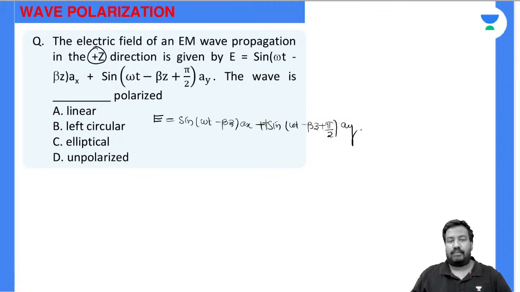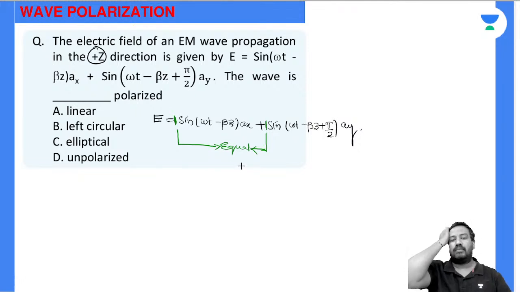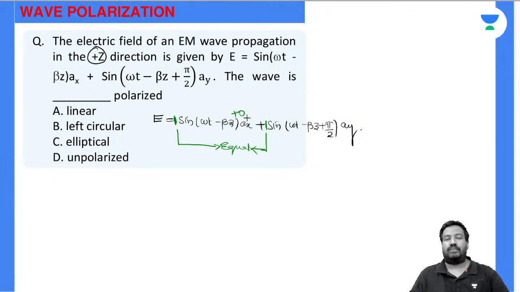See, the amplitude is 1. Here also 1. Equal amplitude. Here phase is 0, here plus pi by 2. Out of phase by 90. Equal amplitude and out of phase by 90. Polarization: circular polarization. But sometimes he will ask you left or right also.